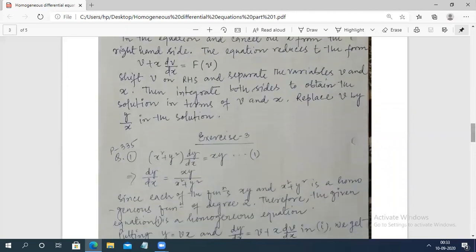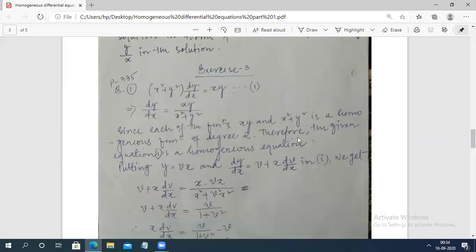Now let us explore some examples, that is, how we can identify a homogeneous differential equation, and then the procedure to solve a homogeneous differential equation. So have a look at the first question of your exercise 3. It is given that (x square plus y square) dy by dx is equal to xy. So first you write dy by dx. What is dy by dx? dy by dx is equal to xy divided by x square plus y square.